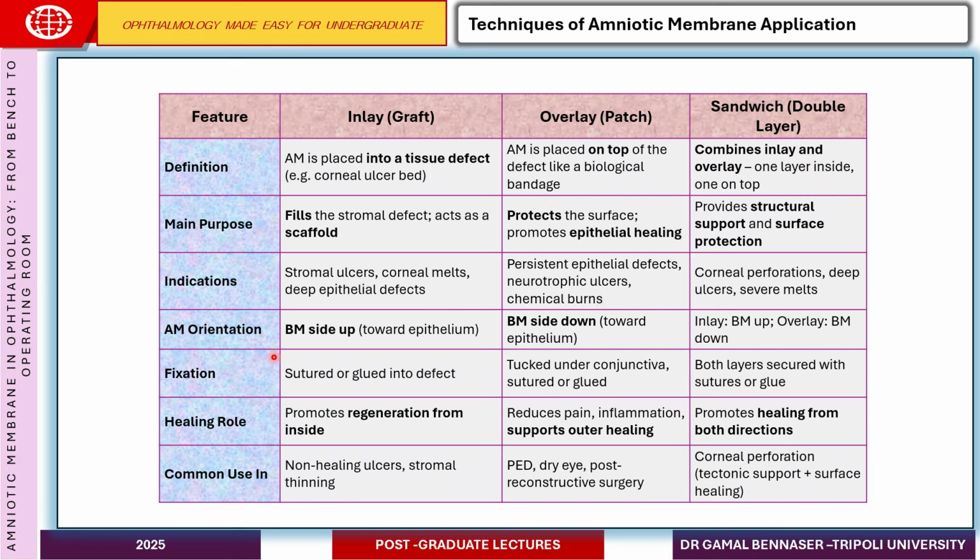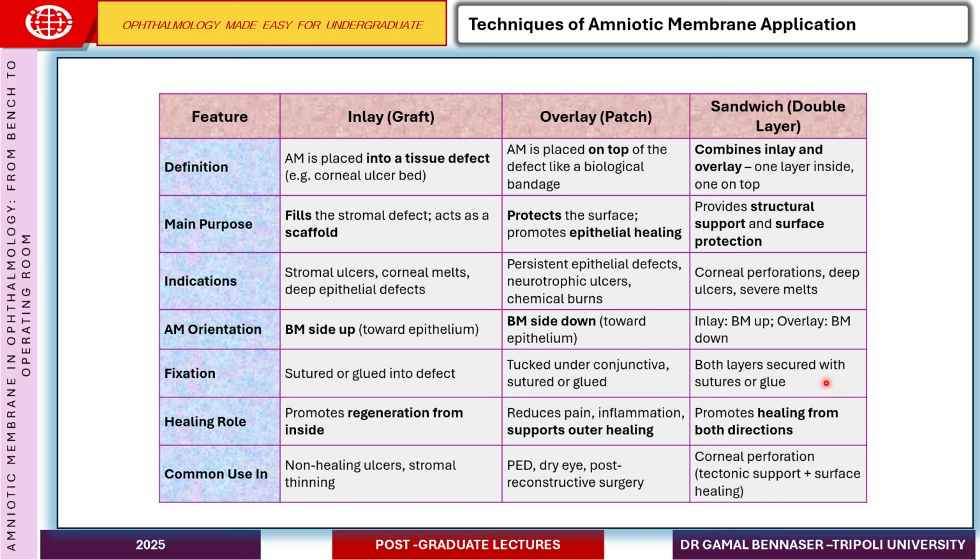And the orientation here is important, as we said, that for the inlay patch, the epithelial side, basement membrane, should be up, and the stromal side should be down. The reverse for the overlay, and for the sandwich technique, you can use whatever you used for the inlay and the overlay. And the fixation usually for the inlay, because it is small, can be glued by the fibrin glue or by sutures, and the overlay must be sutured, and also you can use the glue. For the sandwich technique, you can use both the sutures and the glue, provided that you do them separately.